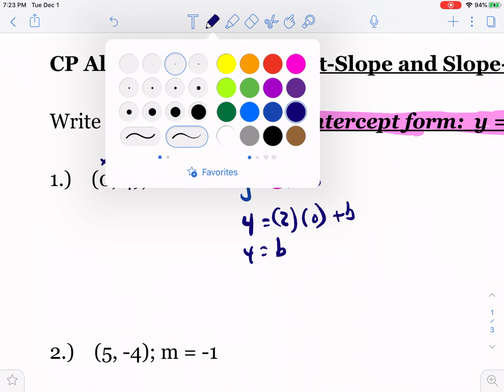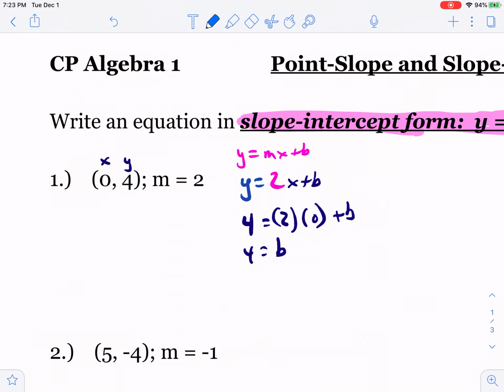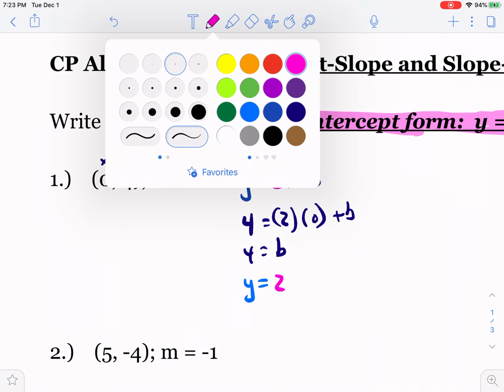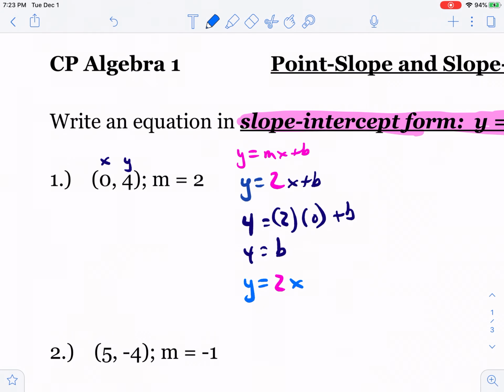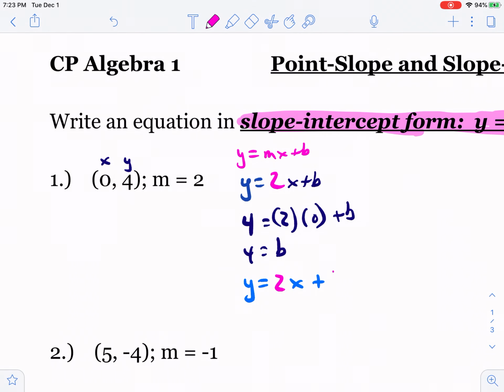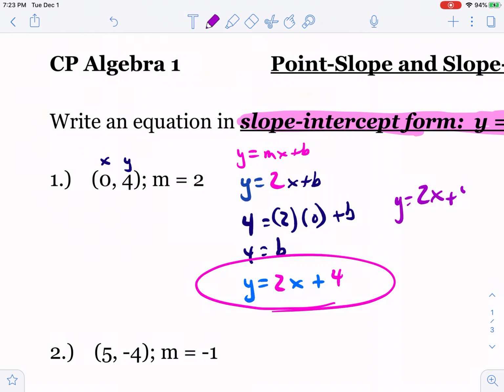So I'm now going to rewrite this equation as y equals, what's the slope? The slope is 2. 2x plus what is the y-intercept? That is 4. That's your answer. Doesn't have to be as colorful, but that's it. If that's confusing to you, that's fine. I'll just say it's y equals 2x plus 4.